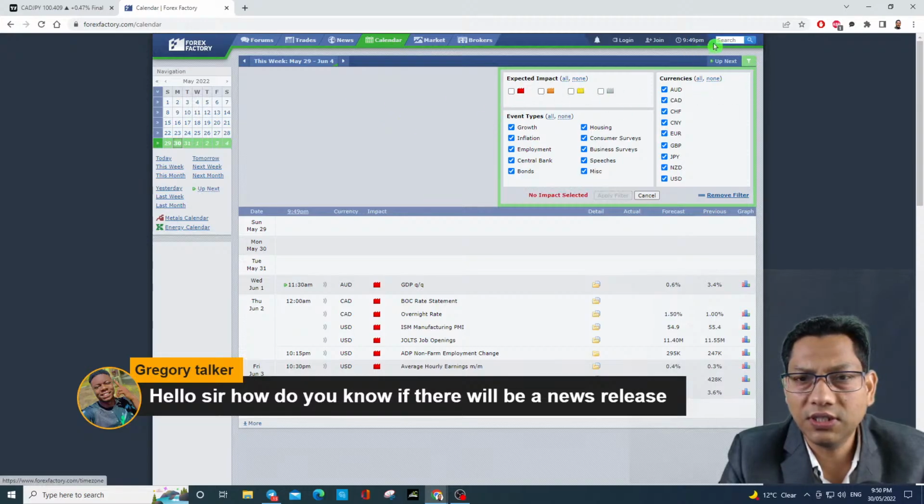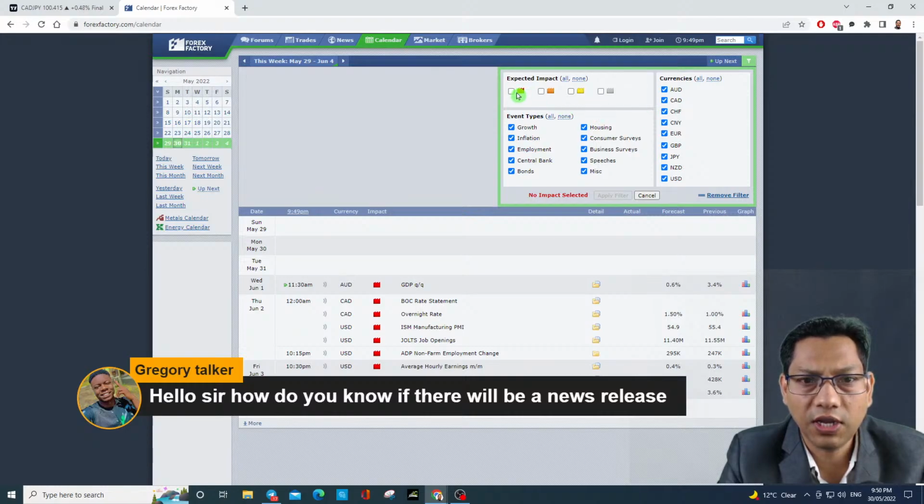Also, this timing is important, so you need to adjust it to your location. Click on this and then select your time zone so that this time is synchronized with your PC or mobile time. Otherwise, you might see another time. And after that, click on this filter. You see, this is the filter.